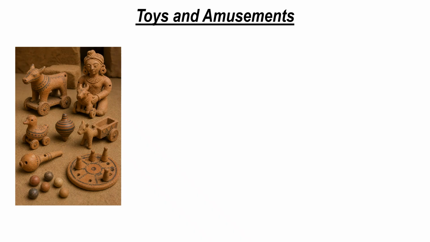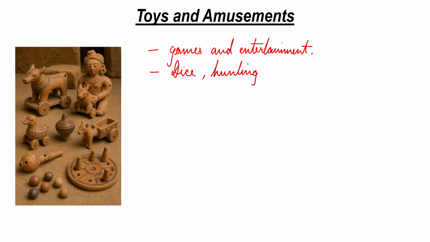Next we have toys and amusements. People enjoyed games. Many gaming items have been found. Entertainment was very important in Harappan civilization. Dice have been found in many places, and hunting and fishing were also important. So people played dice games along with hunting and fishing.